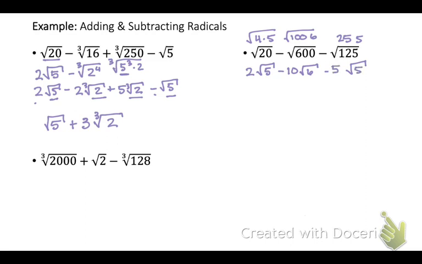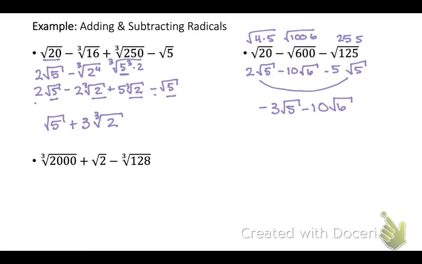Okay, so can I combine all these? I can combine 2 of them. So I have 2 square root of 5 minus 5 square root of 5, which gives me negative 3 square root of 5, and then just bring down the 10 and 6. So they have to have the same root and the same radicand, and then I can combine them, right?